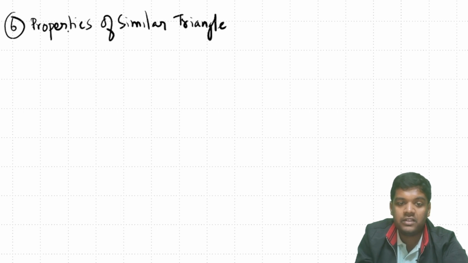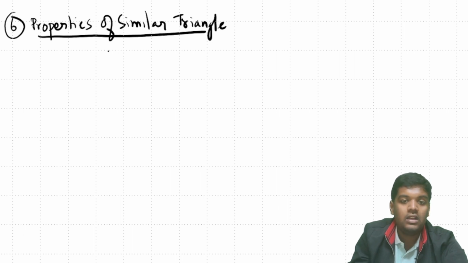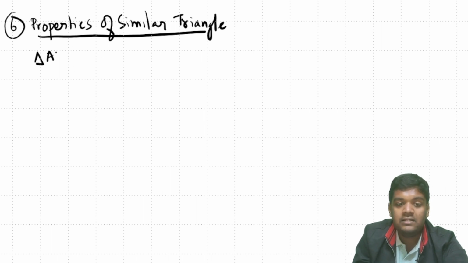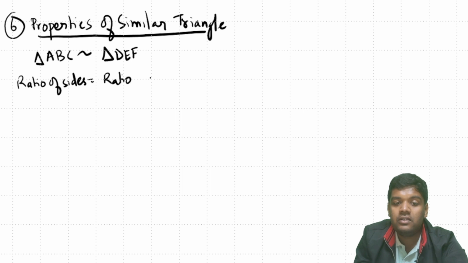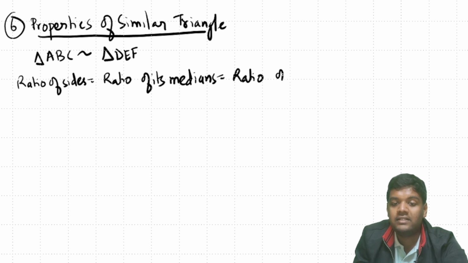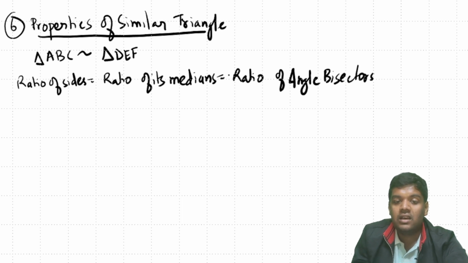This is the continuation of the previous topic. So the properties of similar triangles will be, once you determine triangle ABC is similar to triangle DEF, then you can say the ratio of sides is equal to the ratio of its medians, equal to the ratio of angle bisectors, and so on. What is median? What is angle bisector?